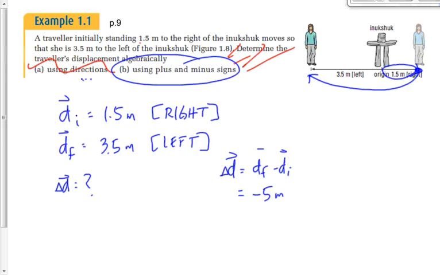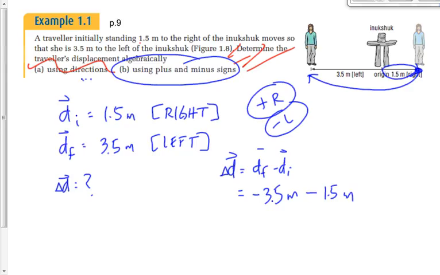This is where I am at the end of the problem, 3.5 meters to the left, or shouldn't be 5, though. It should be 3.5, right? Here's what we're going to do. At the beginning of the problem, we're going to say to the right is positive and to the left is negative. That means that 3.5 meters to the left is negative 3.5. Final minus initial. What's negative 3.5 minus 1.5? Negative 5.